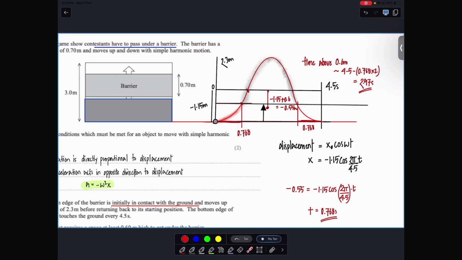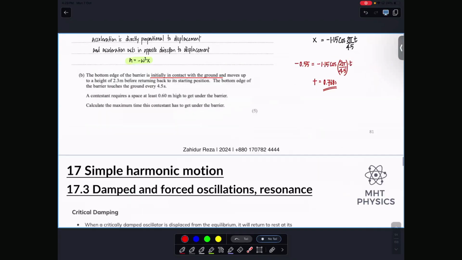Your object starts from here, goes there, goes to the bottom, goes up, goes back to the top. What is amplitude? Isn't it the maximum displacement from the rest position? So if my maximum up and down movement is 2.3, how far are you from the rest position? That is amplitude, right? So that's 1.15. Okay, so let's move on.